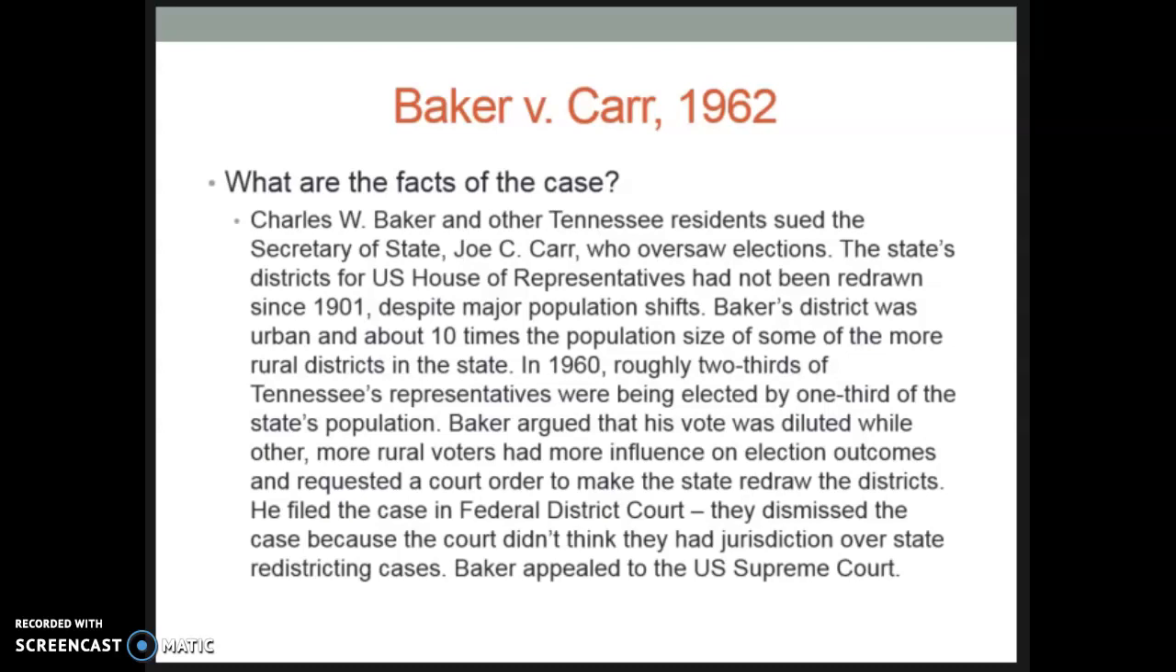And so he actually filed a suit in federal district court, but the court did not think they had jurisdiction to rule over state redistricting cases because they thought that that was a state issue, not a federal issue, so they dismissed the case. So Baker appealed the case to the U.S. Supreme Court.